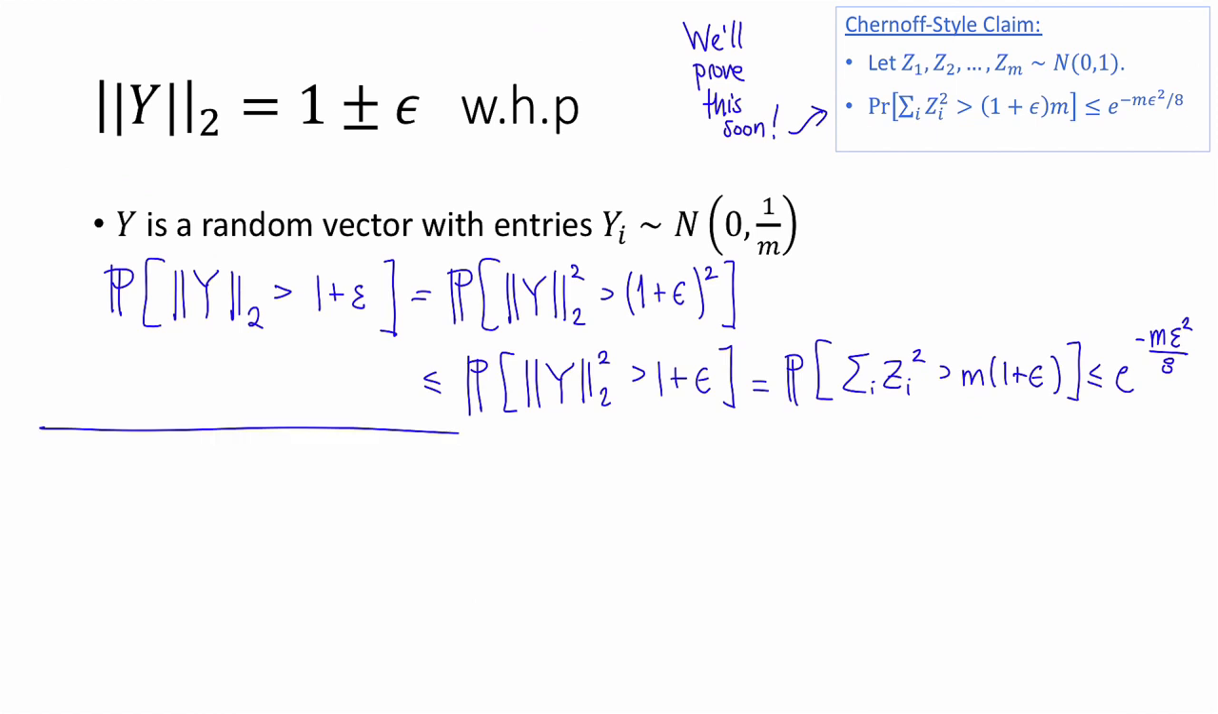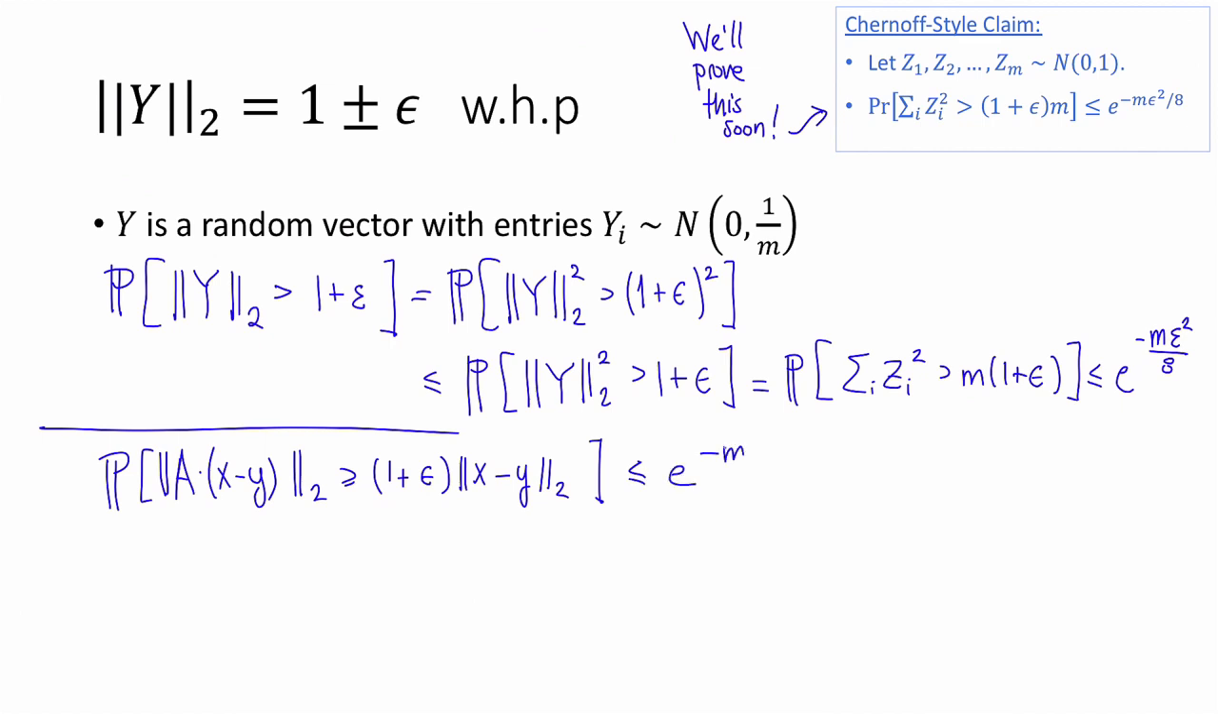Recall that the reason that we wanted to prove this claim in the first place is that it implies that for any x and y, the probability that the L2 norm of A times (x minus y) is greater than or equal to (1 plus epsilon) times the L2 norm of x minus y is also small, in this case less than or equal to e to the negative m epsilon squared over 8.